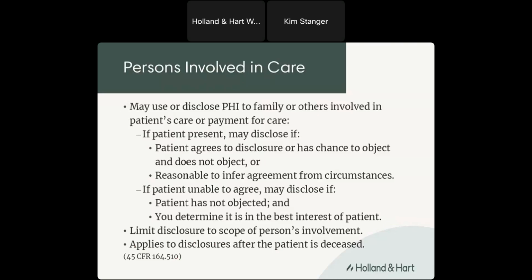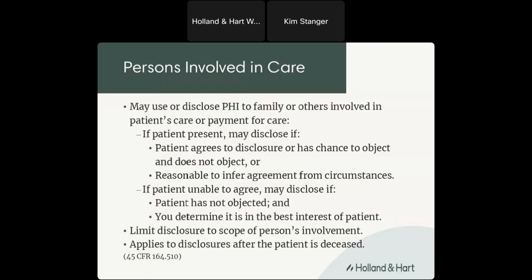The next exception: HIPAA allows you to use or disclose protected health information to family members or others involved in the patient's care or payment for their care. You don't need the patient's authorization under these circumstances. If the patient's present, you may disclose if the patient agrees to the disclosure or has a chance to object and does not object, or it's reasonable to infer their agreement from the circumstances.